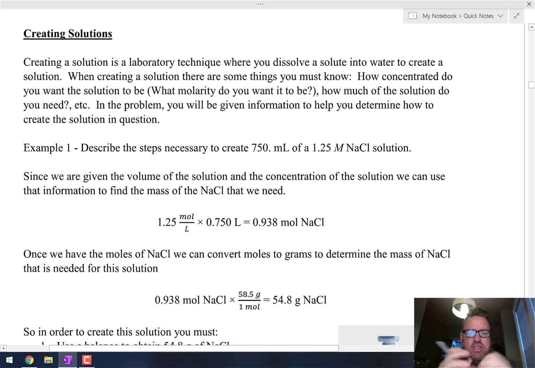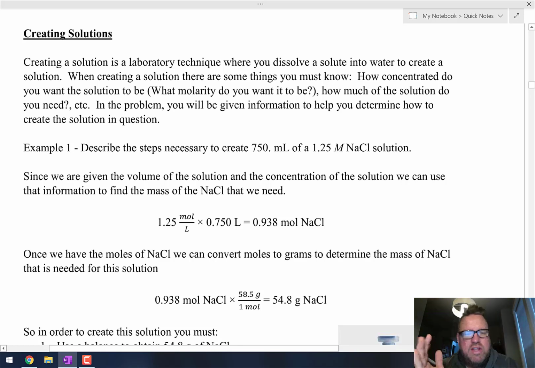a solution. Let's say you've got some water and you've got some salt, and you want to create a solution with a certain concentration. How you make that solution depends on a couple of things. Number one, how concentrated do you want it to be, and how much of that solution do you need? For example, when we make solutions to use in labs, we have to figure out how much of the solution do you think the students are going to need?